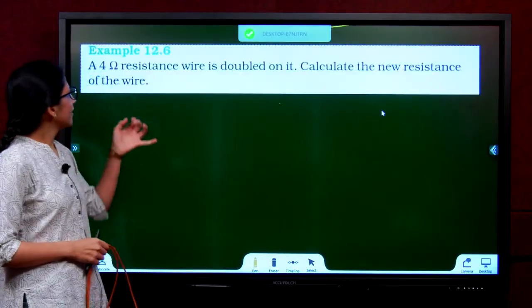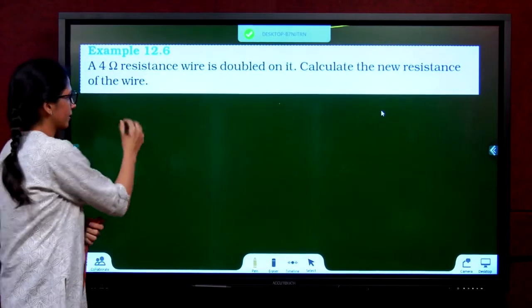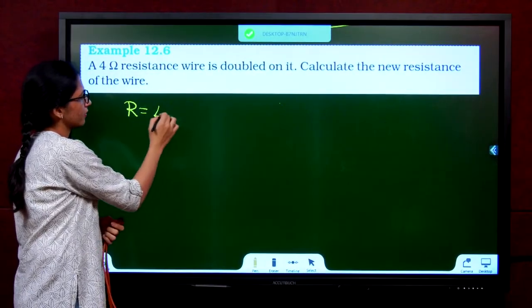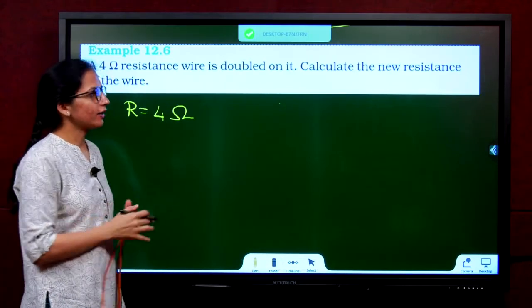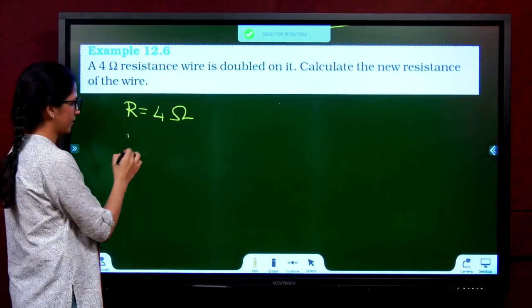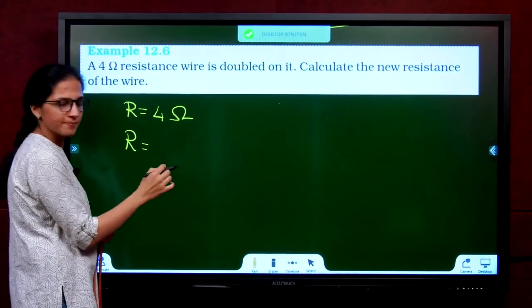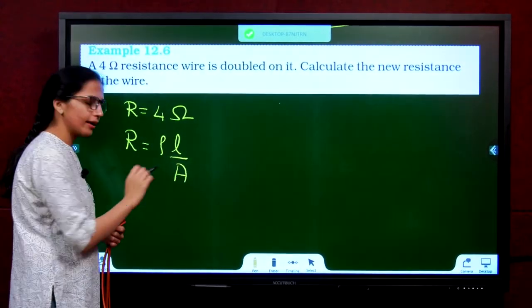Next question. A 4 ohm resistance wire is doubled on itself. See, the resistance of the wire was actually 4 ohm. It is doubled on itself. Calculate the new resistance of the wire. Let us take R, whichever material it is made of. R is rho, the length of the wire is L and the area is A.